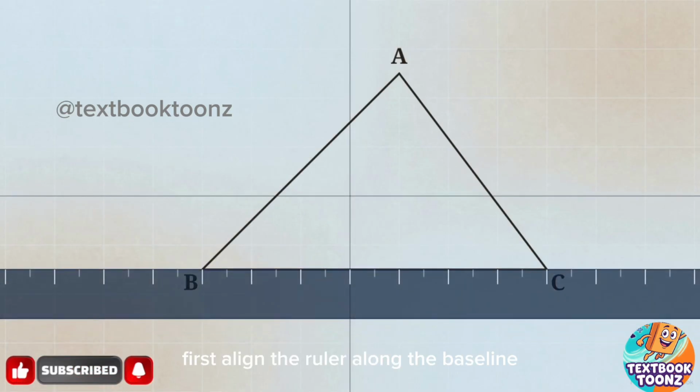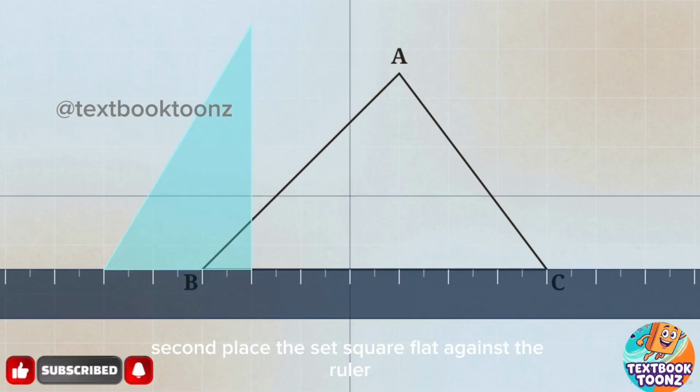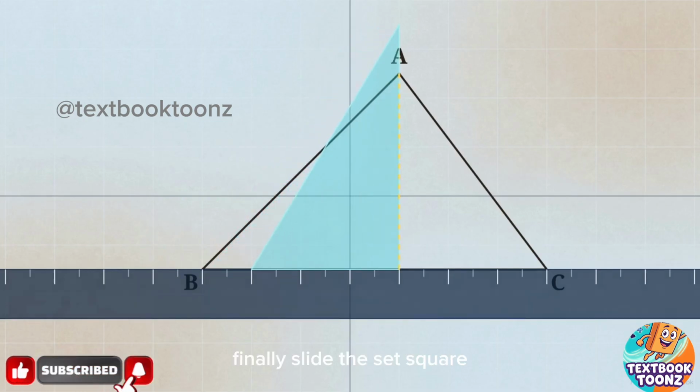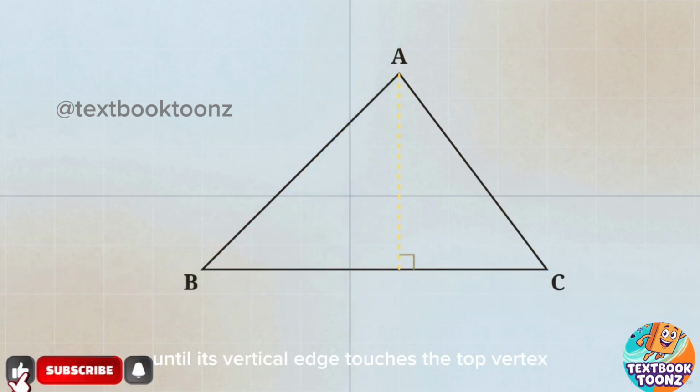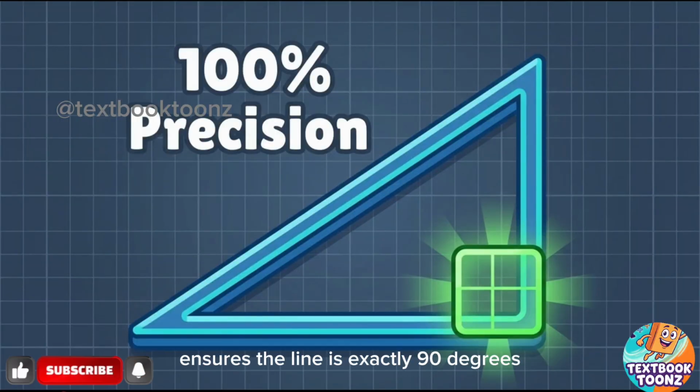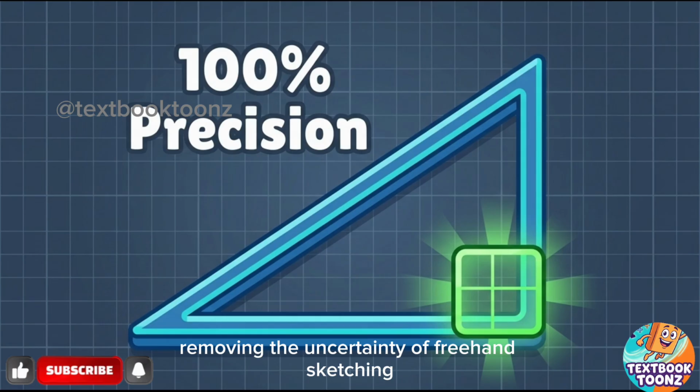First, align the ruler along the baseline. Second, place the set square flat against the ruler. Finally, slide the set square until its vertical edge touches the top vertex. This mechanical process ensures the line is exactly 90 degrees, removing the uncertainty of freehand sketching.